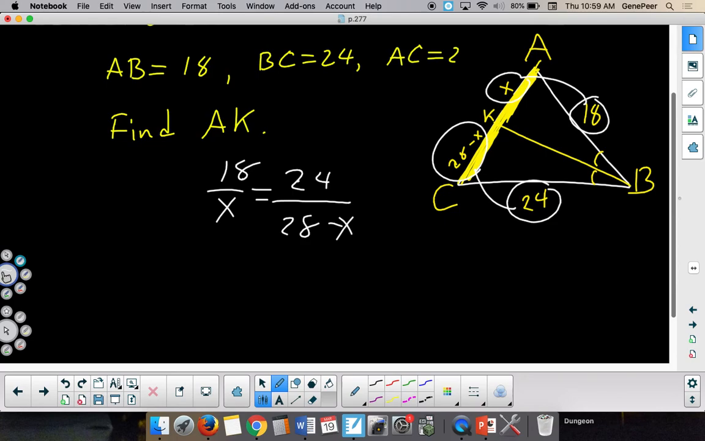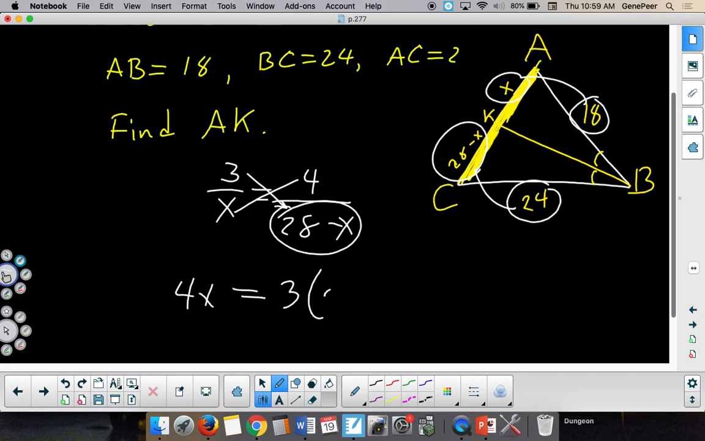18 and 24, let's divide them both by 6. Dividing by 6, I get 3. Dividing by 6, I get 4. So I now can cross multiply. 4x, multiplying this, guys, has to be equal to 3 times this whole thing, 3 times 28 minus x.